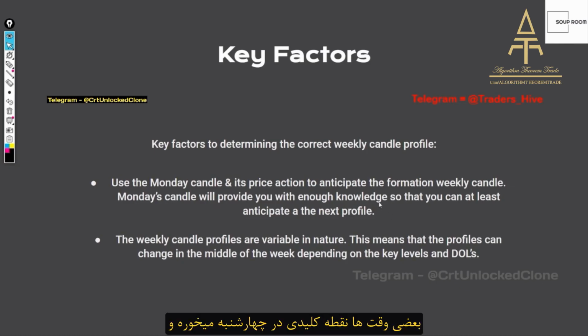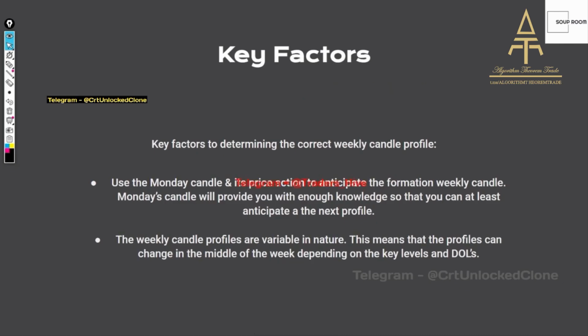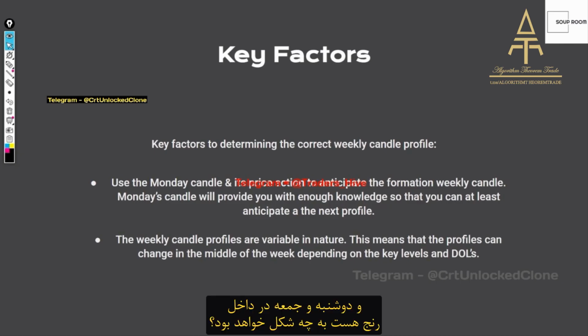So sometimes we can have a key level hit on Wednesday, or better yet, a key level hit on Thursday, creating a high of the week on Thursday, and then a low of the week on Friday. These are not the best of conditions, however, they do happen. What is the general formation of a candle? Tuesday, high of week, Thursday, low of week, Friday, within range, Monday, within range. Okay?